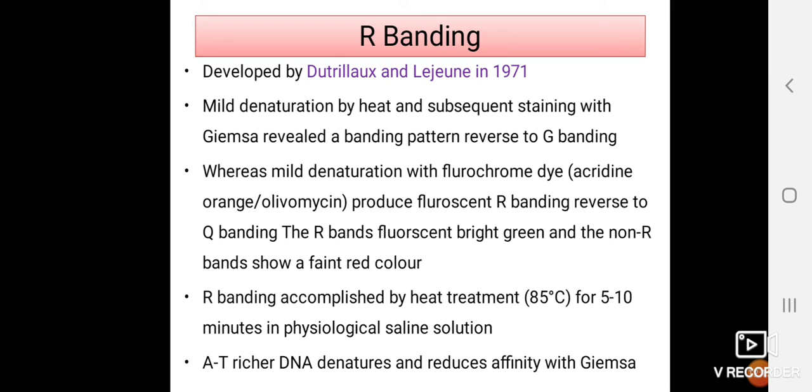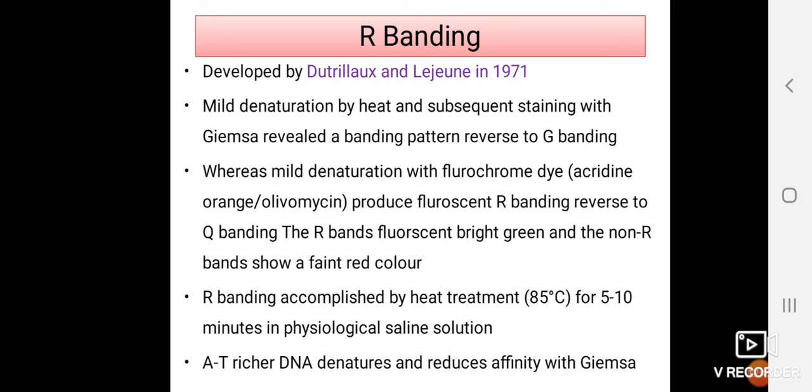Generally in G banding we take the cells and stain them as such, but in the reverse method, before adding the stain, they subject the chromosomes to mild denaturation, and then stain, which gives exactly the reverse of the Giemsa G banding. So that's what is called R banding or reverse banding.